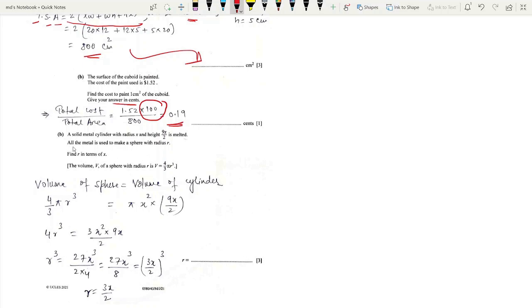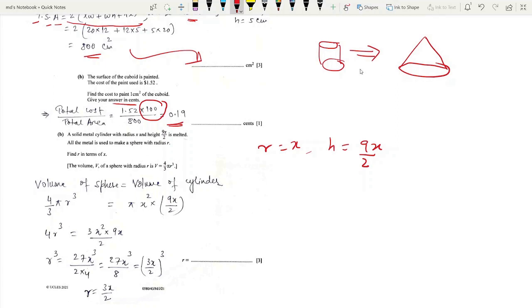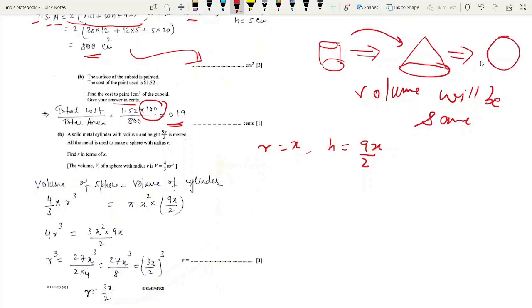Okay, now come to the next part. A solid metal cylinder with radius x and height 9x over 2 is melted. Yeah, this is a very good question. When you melt a solid, one thing remains the same, that is volume. For example, this is a cylinder, right? And if you melt it and make a cone, what remains the same? Volume. Volume will be the same. First it was a cylinder, you converted it to a cone. And if you again melt the cone and try to get a sphere, then also volume will be the same. So a melted question means volume will be the same.